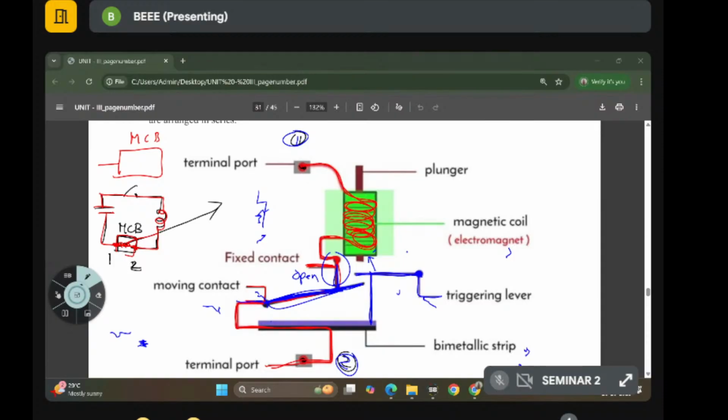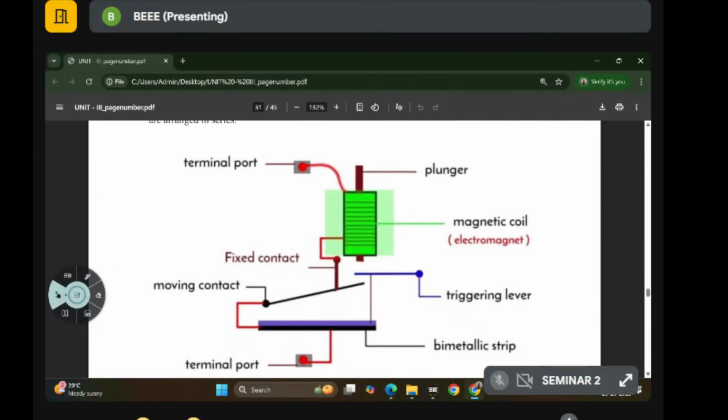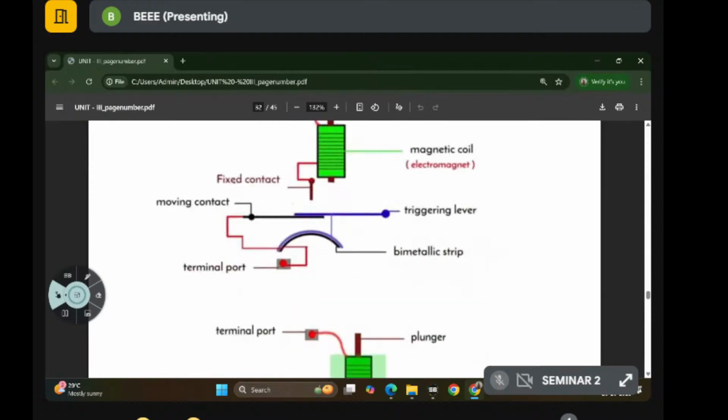Okay, time is there. 10 minutes is there. So like this, see, circuit is opened. So this is not required actually.